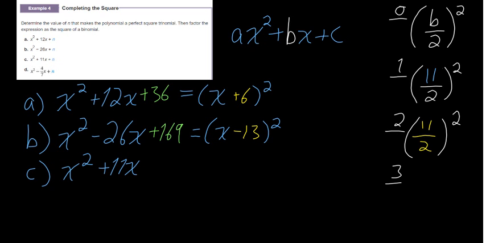And what is 11 over 2 squared? Well, 11 squared is 121, and 2 squared is 4. So this tells me I'm going to add 121 over 4.